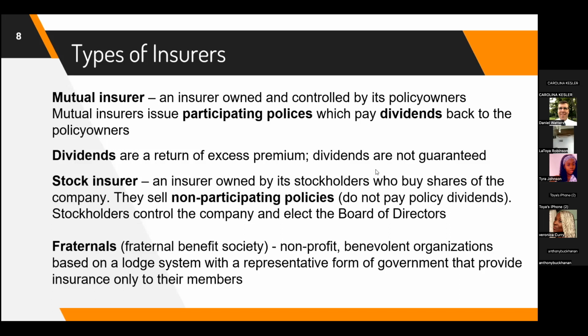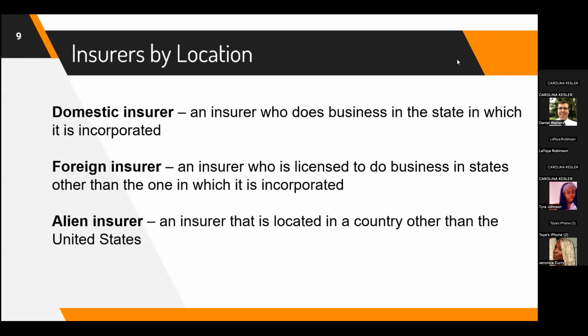A stock insurer is an insurer owned by its stockholders who buy shares of the company. They sell non-participating policies. They do not pay dividends. Stockholders control the company and they elect a board of directors. Fraternals, anytime you see "for its members," they're talking about fraternals. So a fraternal benefit society is a nonprofit benevolent organization based on a lodge system with a representative form of government that provides insurance only to their members, right? Members and fraternal go together. It's like the Elks, or the Moose, whatever. Those are fraternals.